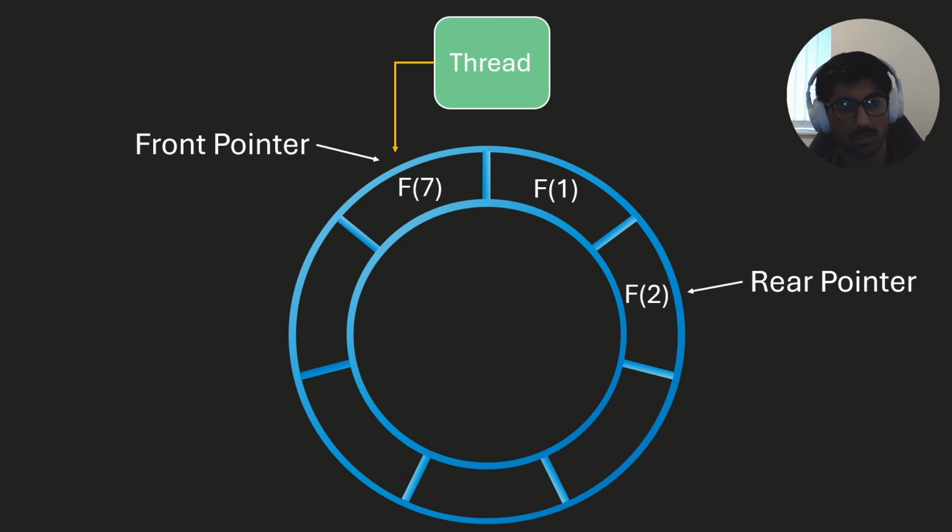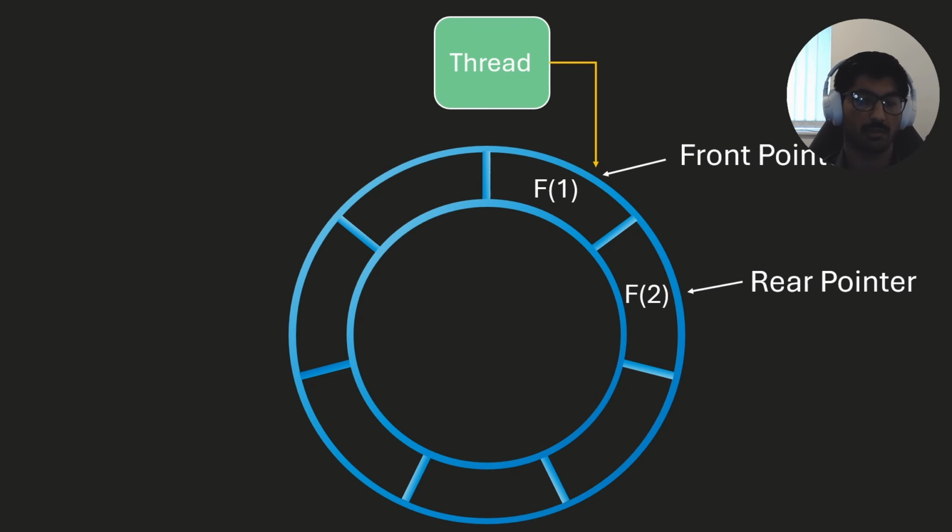So if you want to run the code at f7, you dequeue again, so just run the code at f7, then increment the front pointer once again. And then if you want to add new functions or tasks onto this queue, we can just increment the rear pointer and enqueue from there. So it's pretty simple stuff.